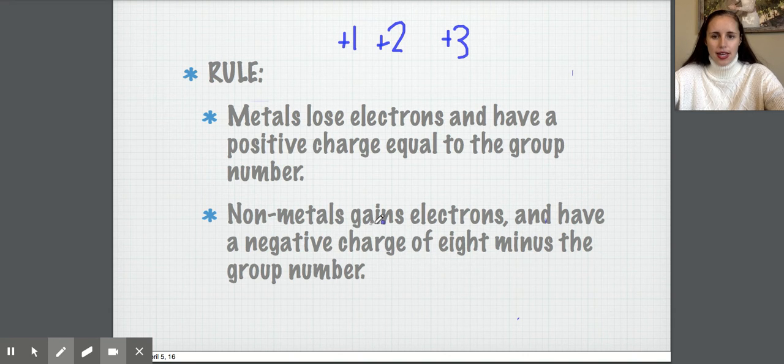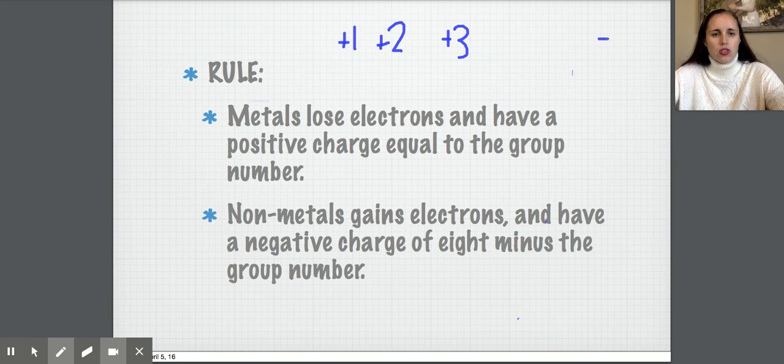Non-metals gain electrons, so they're always going to have a negative charge. They're going to have a negative charge equal to 8 minus their group number. So let's think about, right over here, our halogens. Our halogens are group 17. So we're going to have group 17, we're going to call it 7.